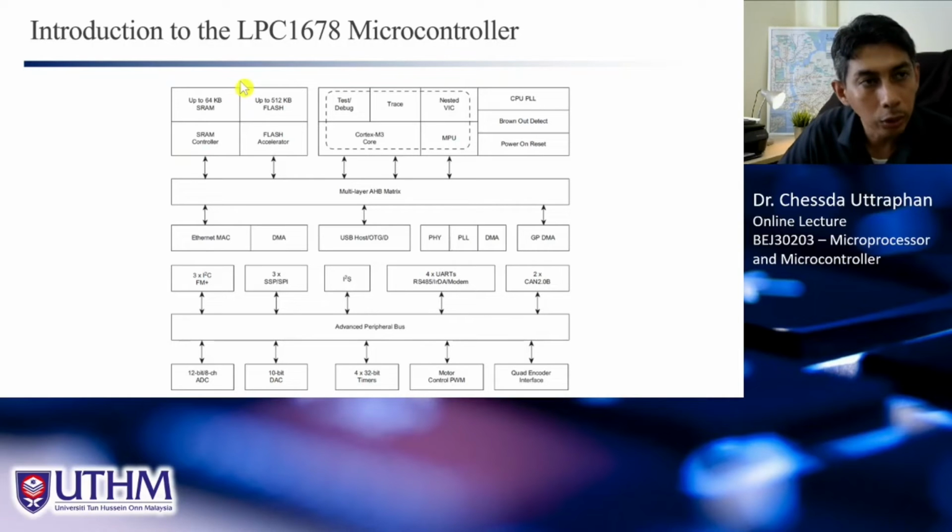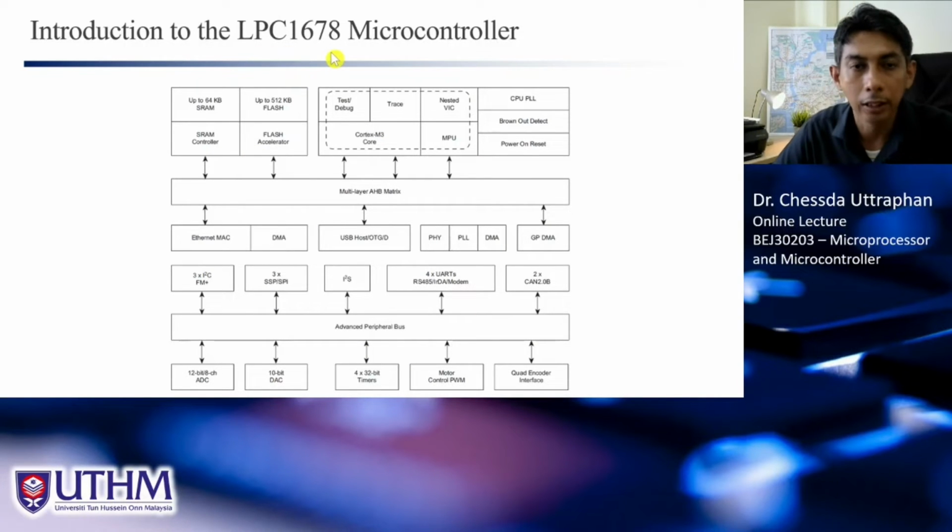Now let's go to the microcontroller that we want to use in this course, chapters 4, 5, 6. This is the specific microcontroller, the LPC1678. When you search on the internet, there are many variants of ARM-based microcontrollers. This is one of them, which is quite popular in embedded applications. This is the simplified architecture or block diagram of what is inside the LPC1678 microcontroller.